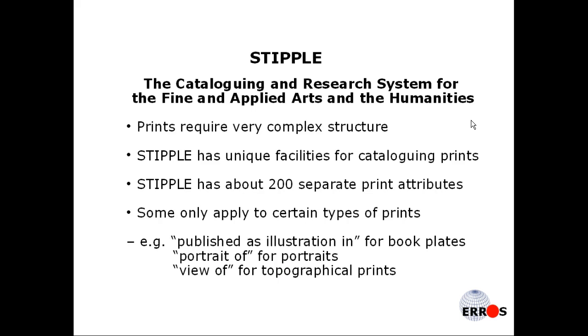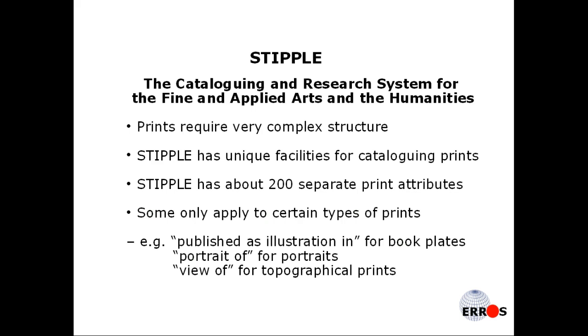Prints require a very complex data structure for creating a scholarly catalogue. STIPPLE has unique facilities for cataloging prints. About 200 separate print attributes have been defined in STIPPLE. Not all attributes are appropriate for all prints. For instance, many prints were separately published, but for those that were book illustrations, we need to record the name of the book in which they were issued.